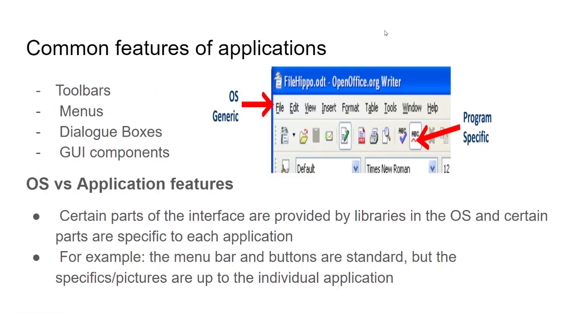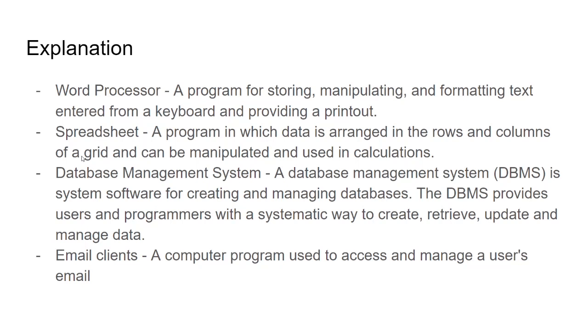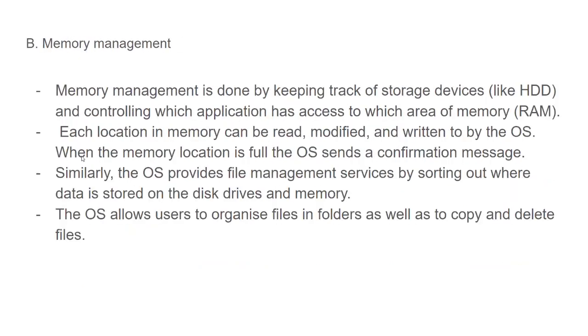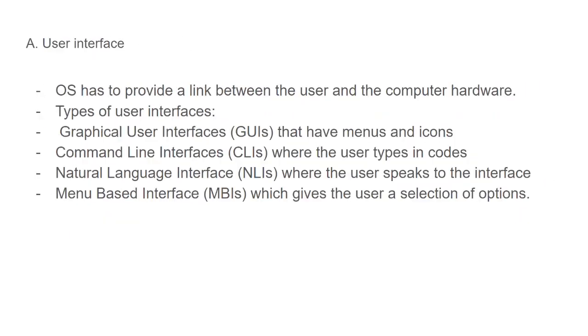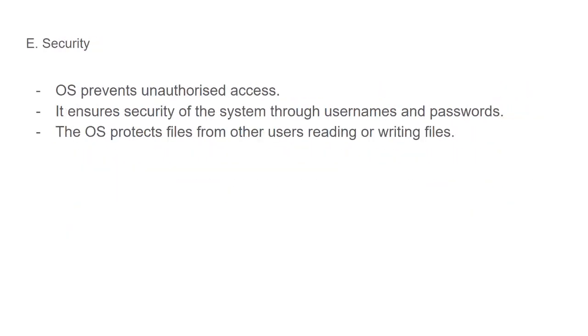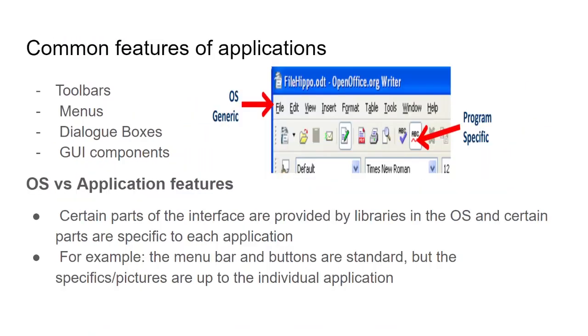Common features of an application are toolbars, menus, dialog boxes, and GUI components. GUI is graphical user interface, as we discussed over here, that has menus and icons. Basically anything which you can see, which the user can interact with, is a GUI component.